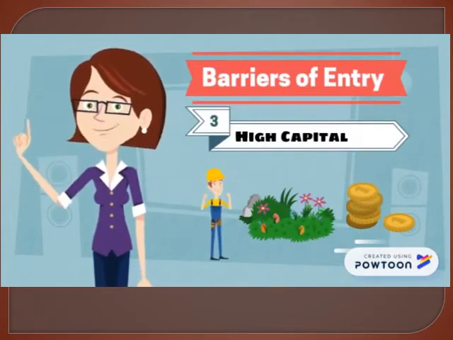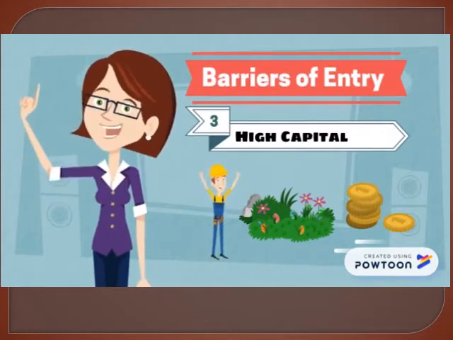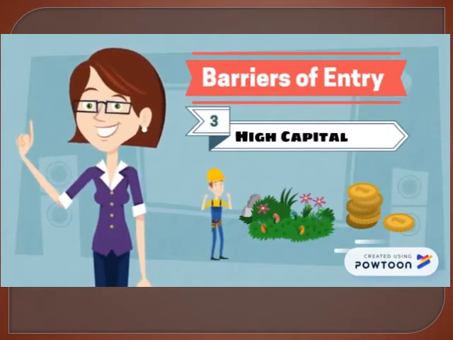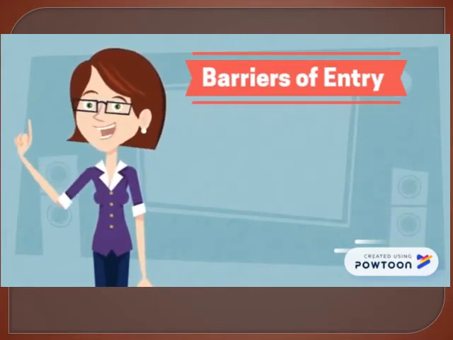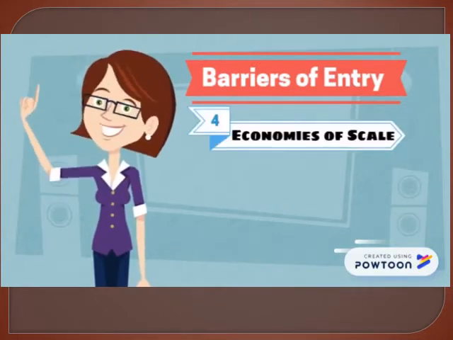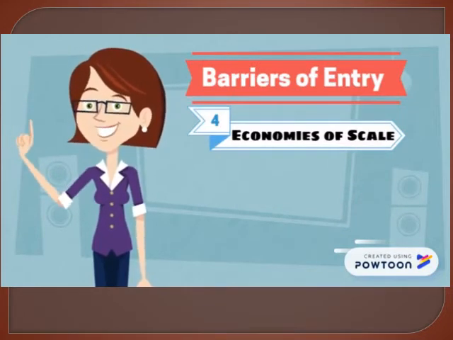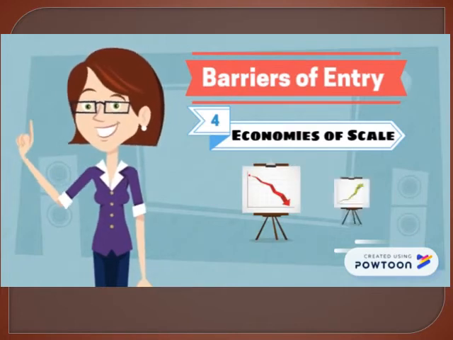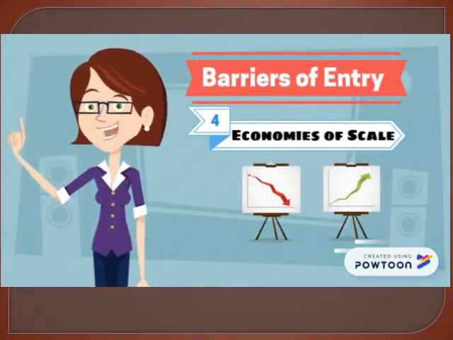High capital requirements. This occurs when the production process would require a large investment in capital and development costs, which most new firms can simply not afford. And related to costs are economies of scale. These occur when companies are able to decrease costs as their output increases, giving them an advantage in production over any potential competitors.